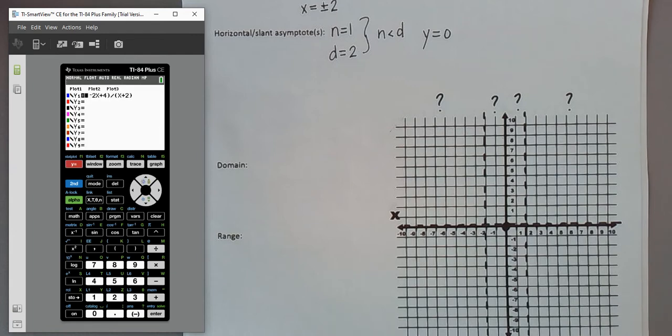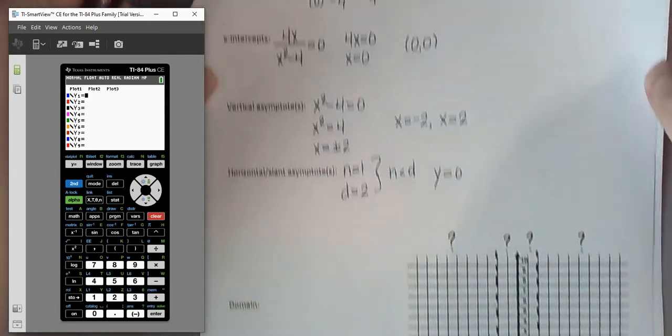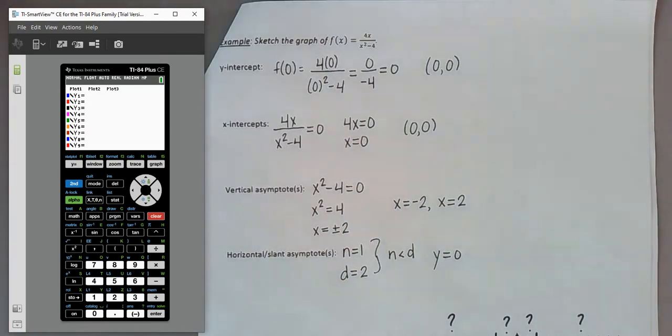So let's go back in, clear out your graph, and then we're going to type in our function 4x over x squared minus 4. Again, make sure you have your parentheses. So 4x in parentheses divided by x squared minus 4, also in parentheses. Okay, so once you're satisfied with that, hit graph, and that's going to give us a good picture. We have a sense of where things are going to be. Let's get some actual ordered pairs from that graph. So go into the table function, second, and graph, and there's our table.